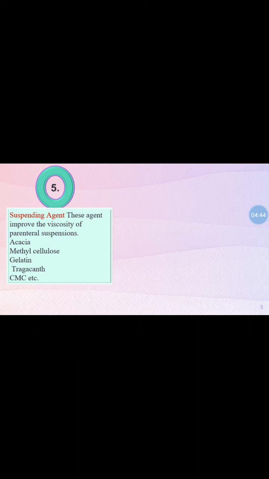Next one is the suspending agents. These agents improve the viscosity of parenteral suspensions. Examples are acacia, methyl cellulose, gelatin, tragacanth and carboxymethyl cellulose. Next one is the emulsifying agent.